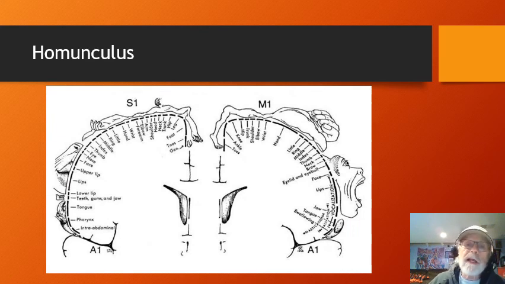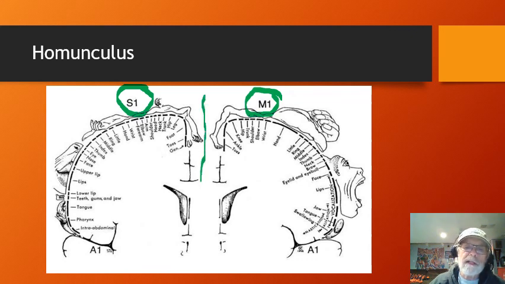If we look at it now, this is sensory over here, which is very similar to motor, and we have a sensory homunculus. We also have a motor homunculus on this side. So this is the cerebral cortex. The longitudinal fissure would be right down here. This would be the lower portion of the frontal lobe, just anterior to the central sulcus.